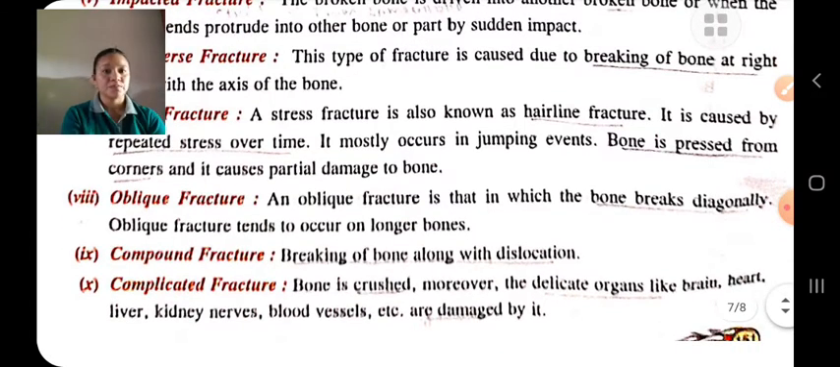Compound fractures: there is breaking of bones plus dislocations. Complicated fractures: the bone is crushed, and delicate organs like the brain, heart, liver, kidney, etc. are damaged by it. These are the types of fractures.